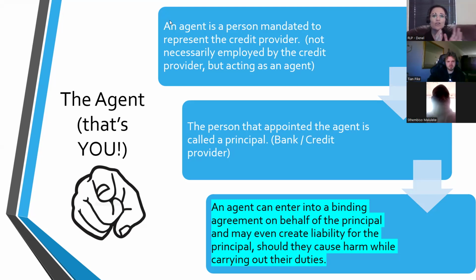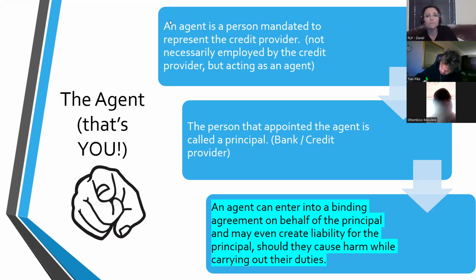So I'm just trying to make sure you understand that just because you're acting as an agent, it doesn't necessarily mean that you work for that specific credit provider. Sometimes you are only acting as an agent on behalf of that credit provider. Like, for instance, when you are working as an F&I, you work for the dealership, but you sign contracts on behalf of the banks. Does that make sense? Awesome. So now the person that appointed the agent will be called a principal. And this can either be the bank or the respective credit providers.